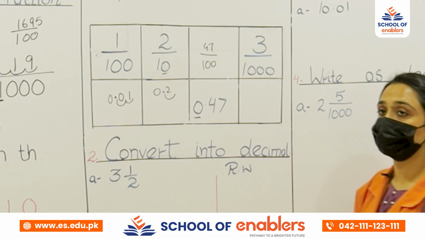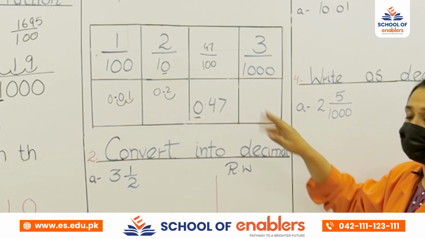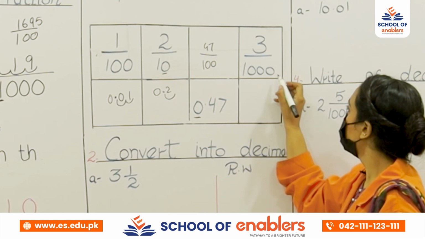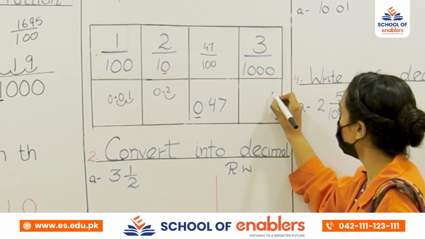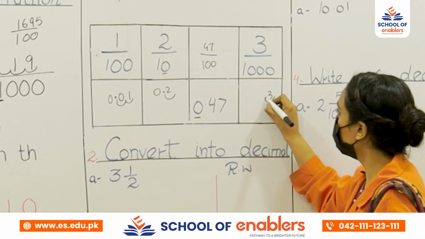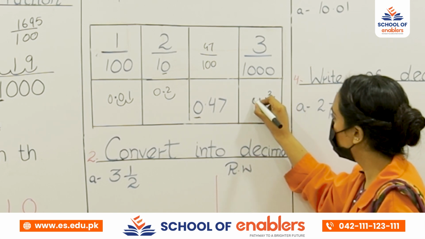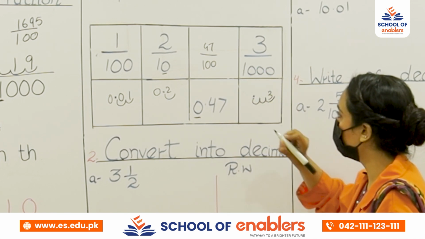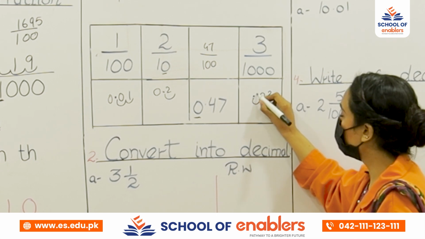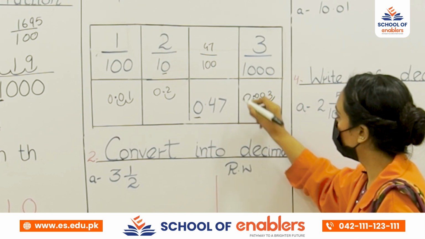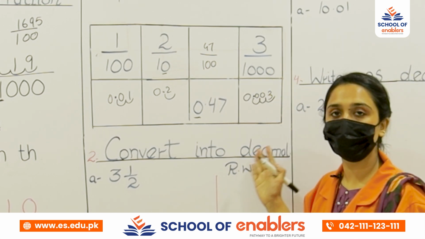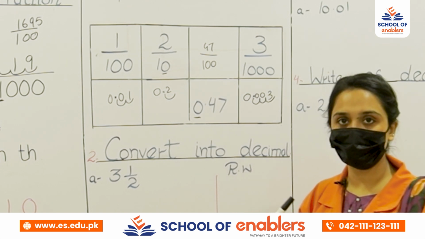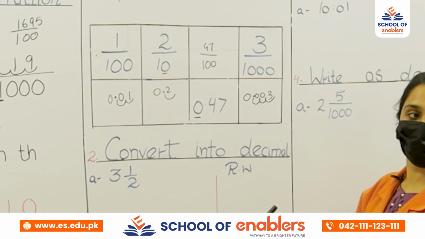So next we have 3 over 1000. So how will we change it? Again with the jumping method. So how many jumps do we have to take? 3. 1 jump, 2 jump, 3 jump, and instead of 1 we will put the point here. So in the empty spaces we will write 0, and then 0 here. So we are good with this table. Now the rest of the part will be done by yourself. And now move to question number 2.